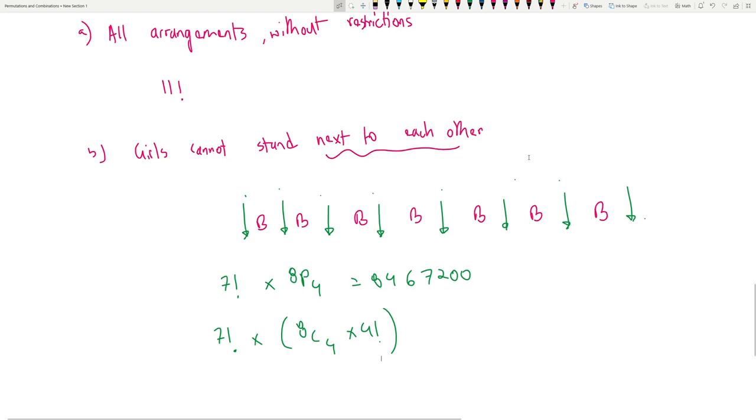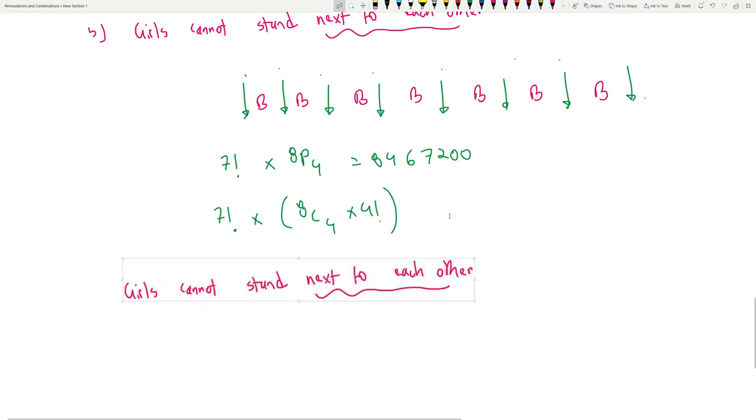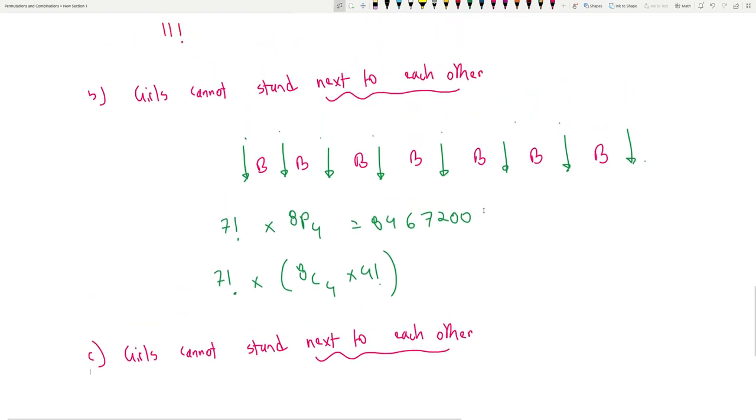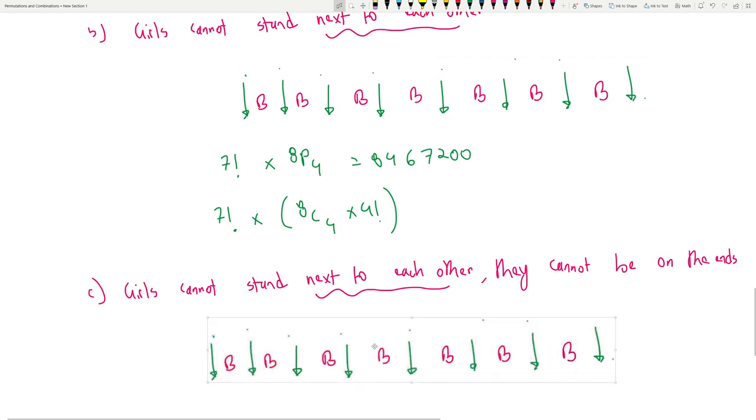Okay, yeah. There is a variation to this question. I'm showing you the variation. They could have said that the girls cannot stand next to each other, okay? And they cannot be on the ends of the line. So same variation, it's just that we'll exclude 2 arrows now. The ends will be empty.